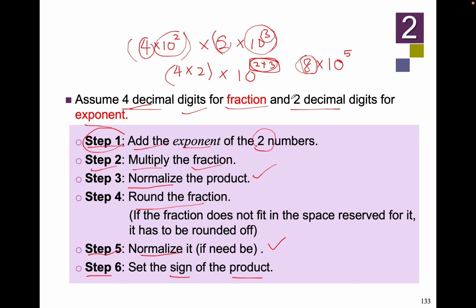Because multiplication is not like addition and subtraction, where the sign depends on the value. For multiplication, it depends on the sign. If let's say you have positive and positive multiplication, you get positive. If you have positive and negative, you will get a negative number. And if negative and negative, you're going to get a positive number. Okay.